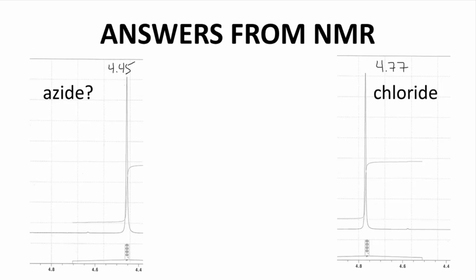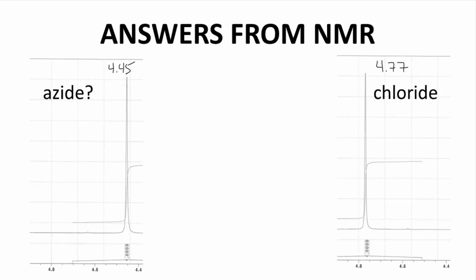Still, it would be nice to have even more evidence that these are different peaks. The values of 4.45 and 4.77 are not very different. Chemical shifts in NMR can drift, although a drift of 0.3 ppm would be very surprising. Regardless, how can we be more certain?